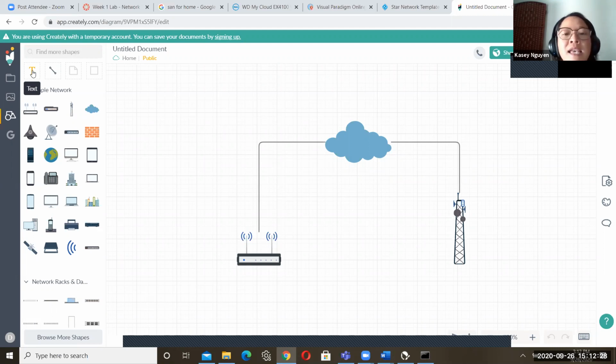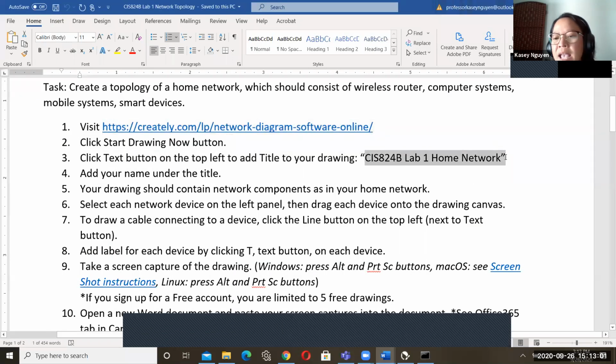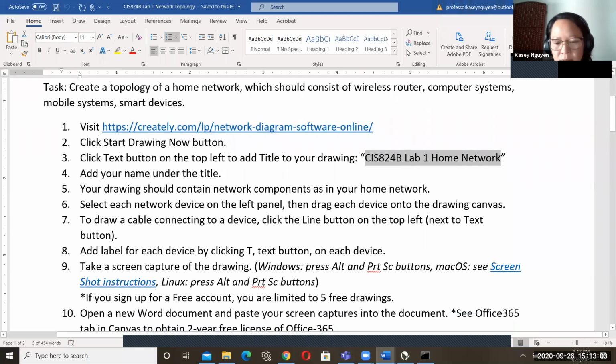So click the T for text on the left here, and then simply drag it onto the right. You can expand it by pulling the corner, just like how you adjust pictures. And then after that, you can type in something. You can have home network topology, or do it as it says in the lab. Here, it tells you to do CIS824B. So let me do that.